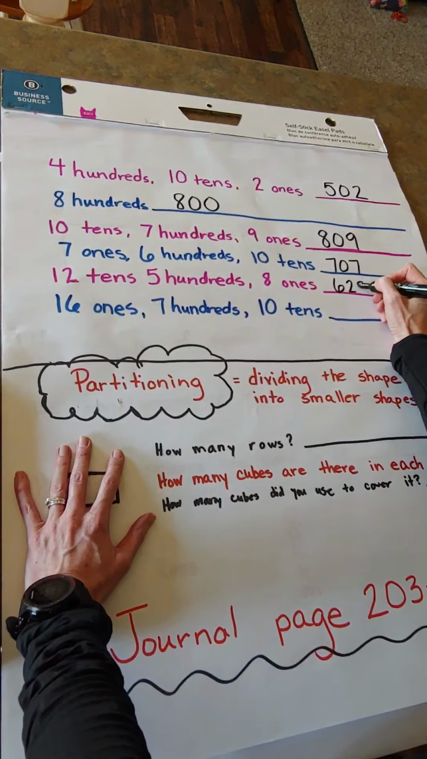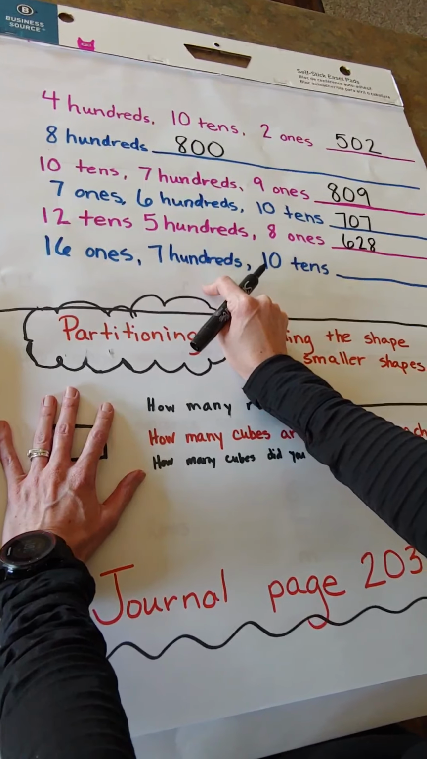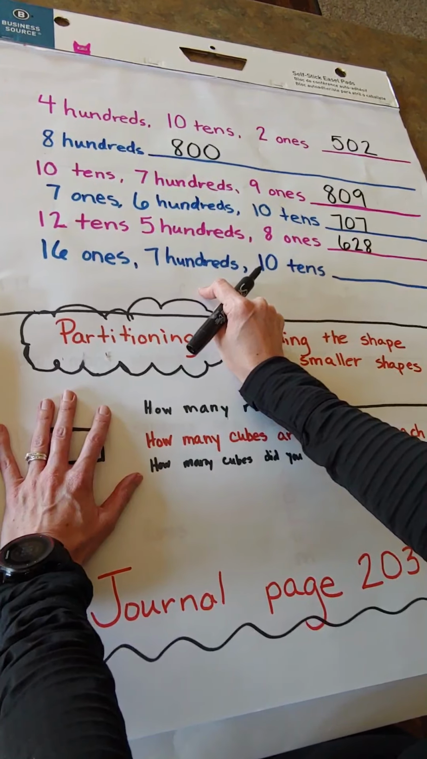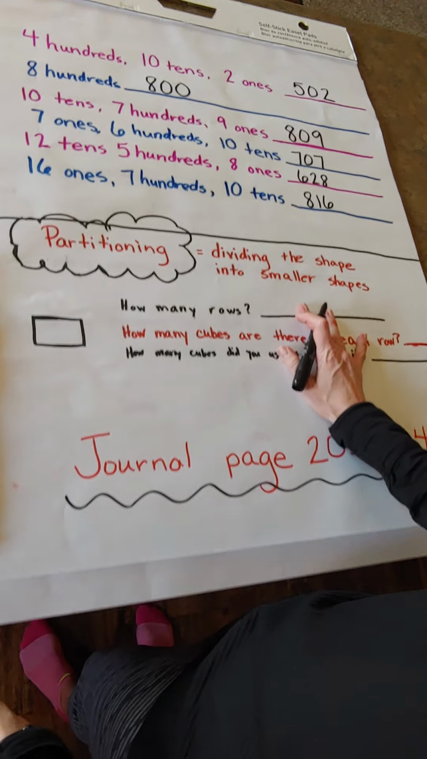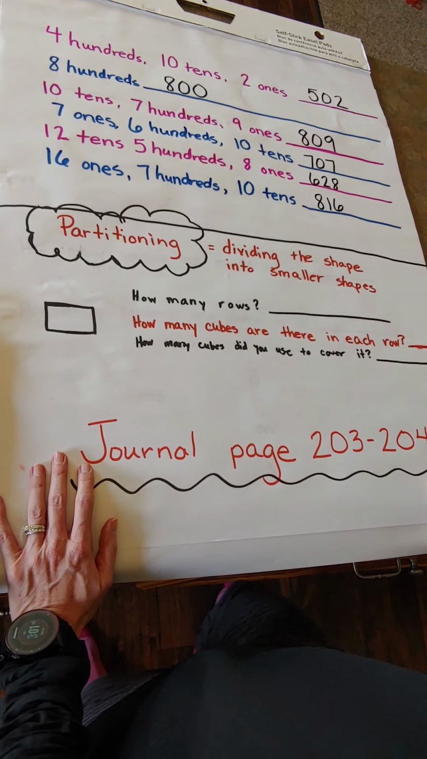Again here, this next one, I've got 7 hundreds. 10 tens, that's 100, so 700 and 100 is 800. And then I have 16 ones, so 816.